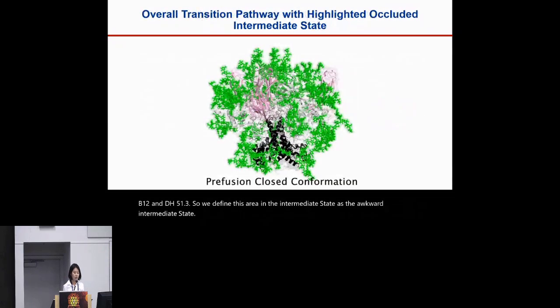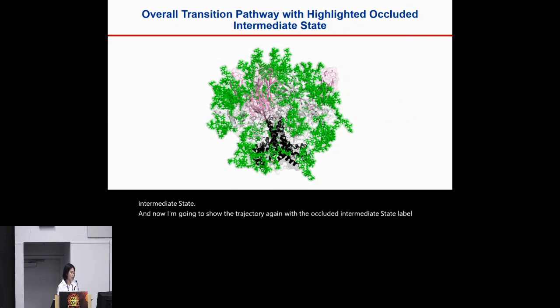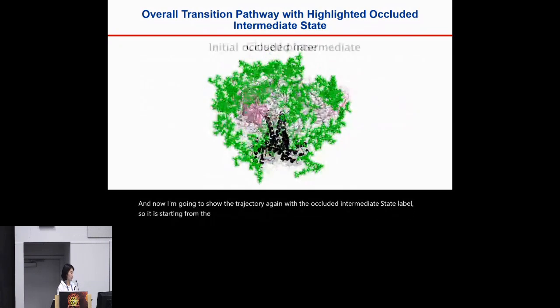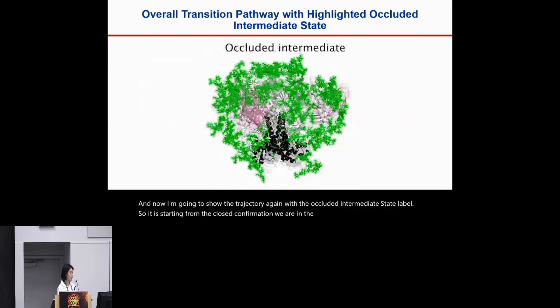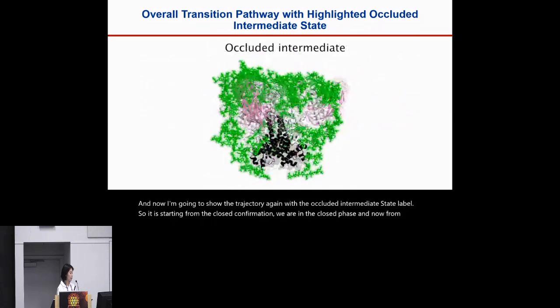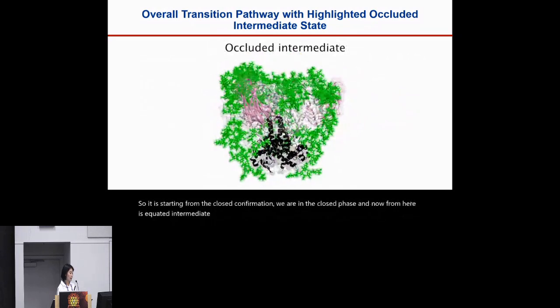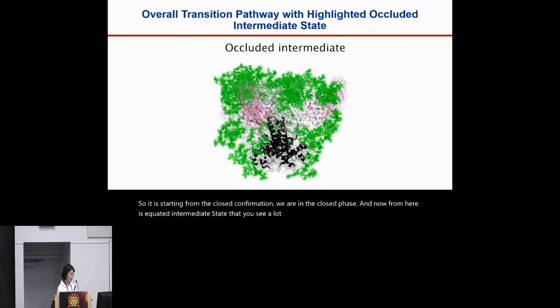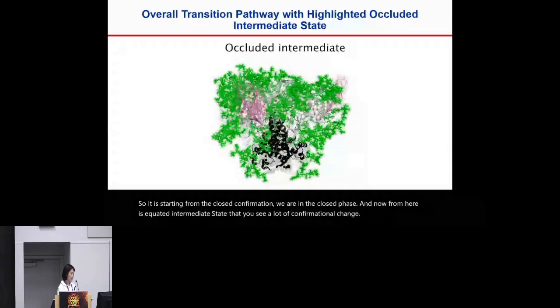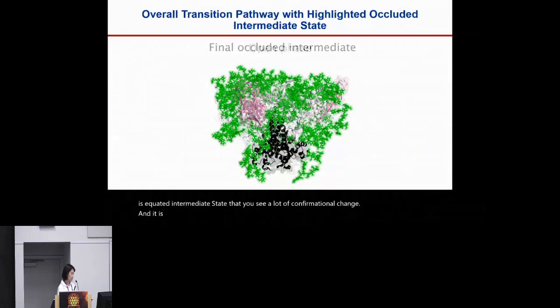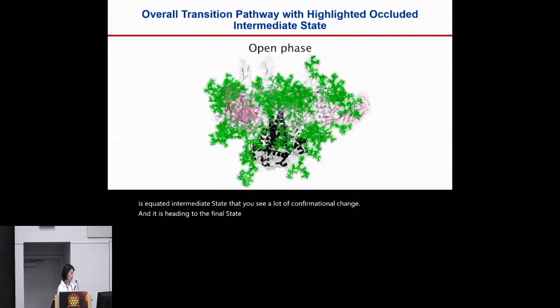Now I'm going to show you the trajectory again with the occluded-intermediate state labeled. It starts from the closed conformation. We are in the closed phase. And from here is the occluded-intermediate state. Then you see a lot of conformational change, and it is heading to the final state of the occluded-intermediate and the open phase.